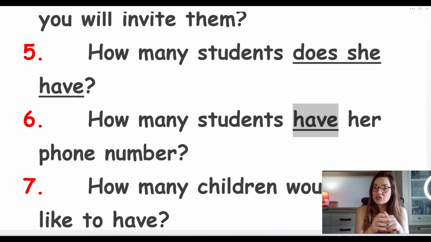But how many students have her phone number? Who has her phone number? How many students have her phone number? Well, a lot of students have her phone number, or just a few students have her phone number.